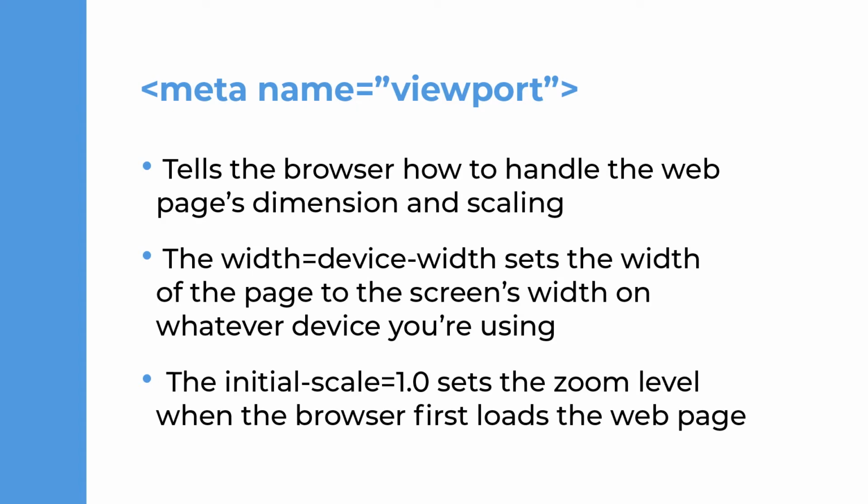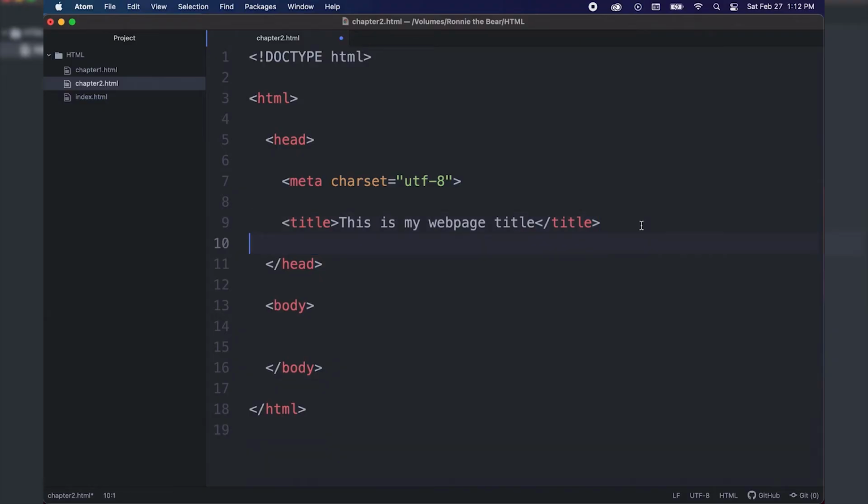The next thing we're going to review is viewport. And viewport tells the browser how to handle the web page's dimensions and scaling. We have two different attributes within viewport that we're going to use, which is width device. And this sets the width of the page to the screen's width on whatever device you're using. And we're also going to go over initial scale, which sets the zoom level when the browser first loads the web page.